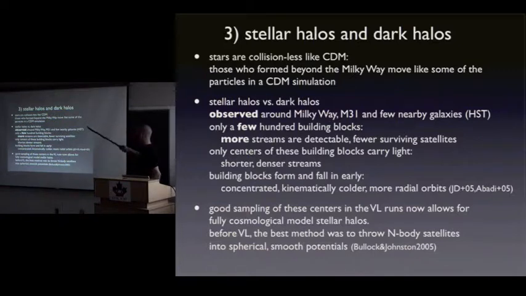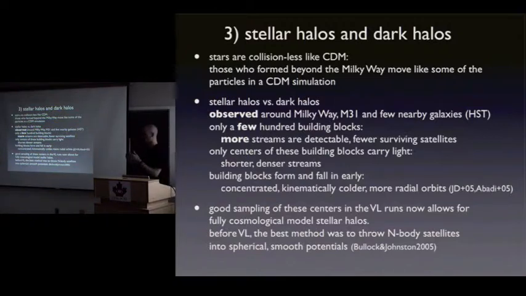Stellar halos are also seen around nearby galaxies. The difference is that in stellar halos, there are only a few hundred luminous building blocks that build up the stellar halo, instead of hundreds of millions of dark matter halos that build up the dark halo. And because it's fewer blocks, you get more detectable streams.